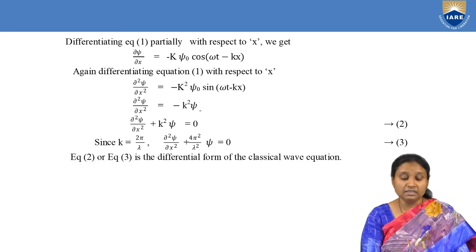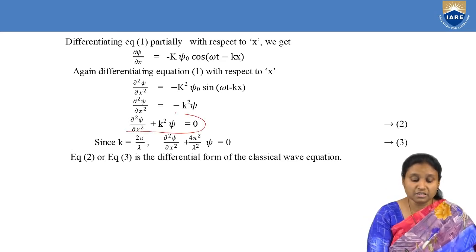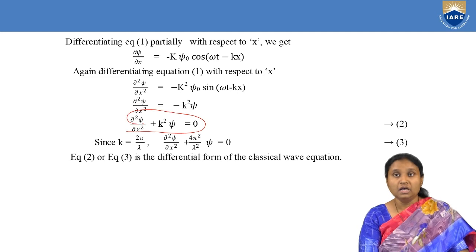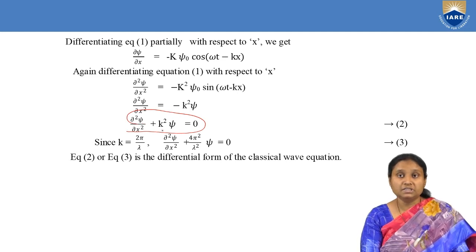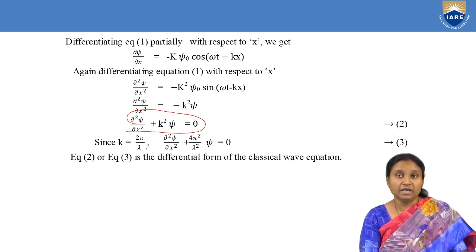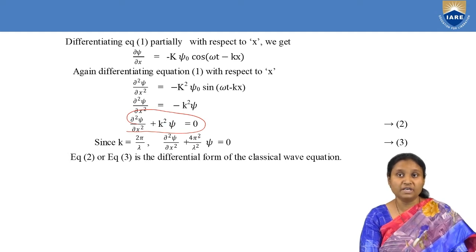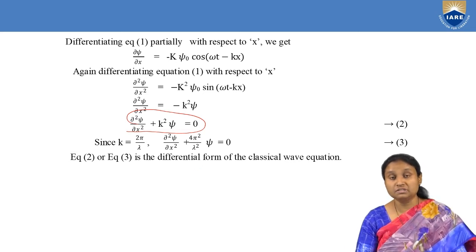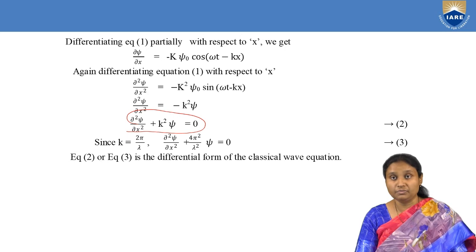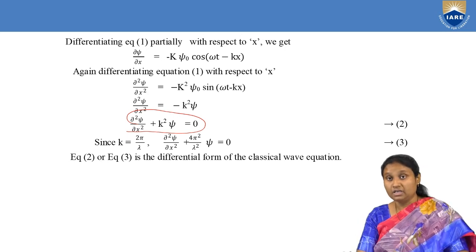After that, from this equation we are going to move further, and as you can see, this propagation vector k is given as 2 pi by lambda, right? And if I substitute this k value here in this equation 2, in place of k square, I'll have 4 pi square by lambda square. Now this is the differential form of the classical wave equation. So this is our general classical differential wave equation.